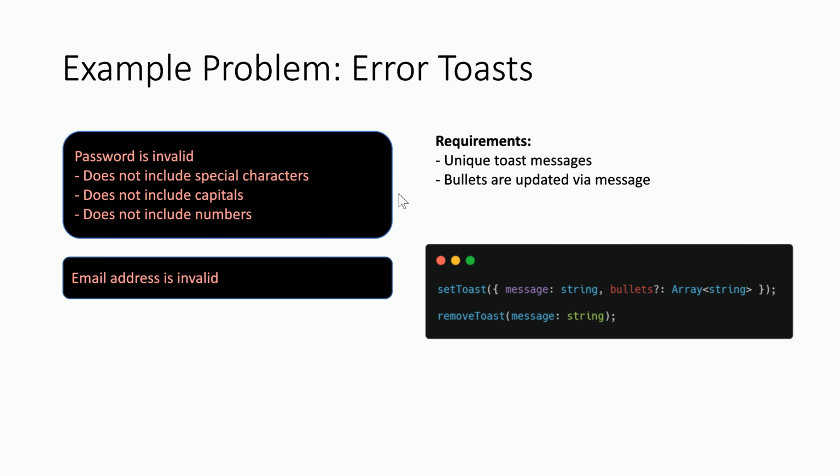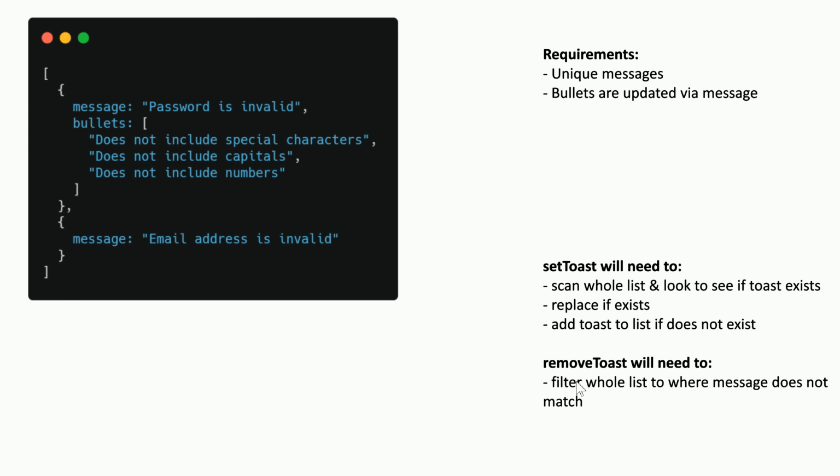So let's say that we have these airtoasts that have these requirements such that the messages are unique and the bullet points are updated through that message. In other words, if another password is invalid error happens, instead of creating a new toast with different bullets, we update the existing toast with new bullets. And to accomplish this UX, we would maybe create an API that looks like this, where we set toast on message with bullet points and then remove toast through that message.